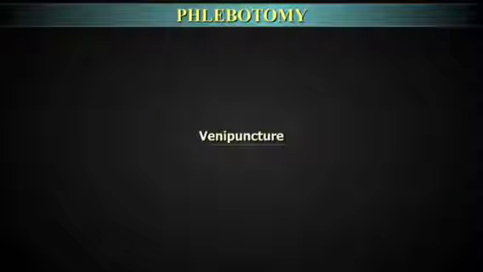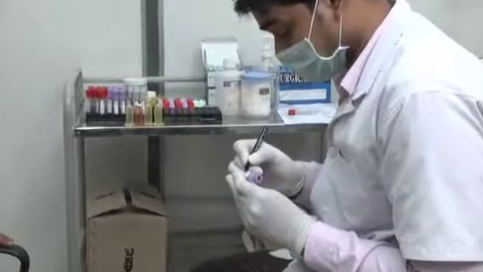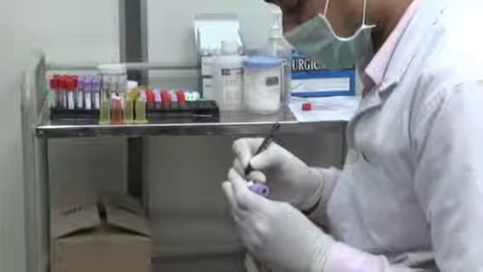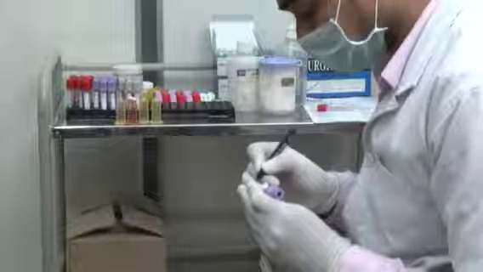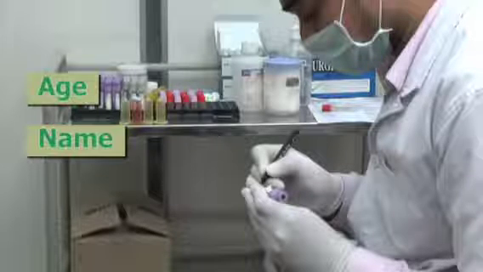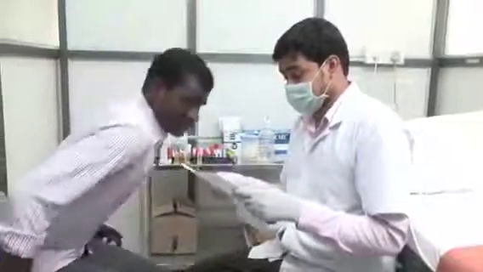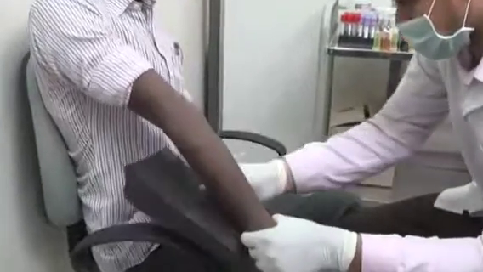Venipuncture. The venipuncture procedure includes labeling of tubes, which may be done prior to or immediately after collection as per the policy of the institution. The label should be clearly written with at least 3 patient identities like age, name, unique ID number. After the patient is made comfortable and seated on a chair, ensure proper positioning of the patient's arm.